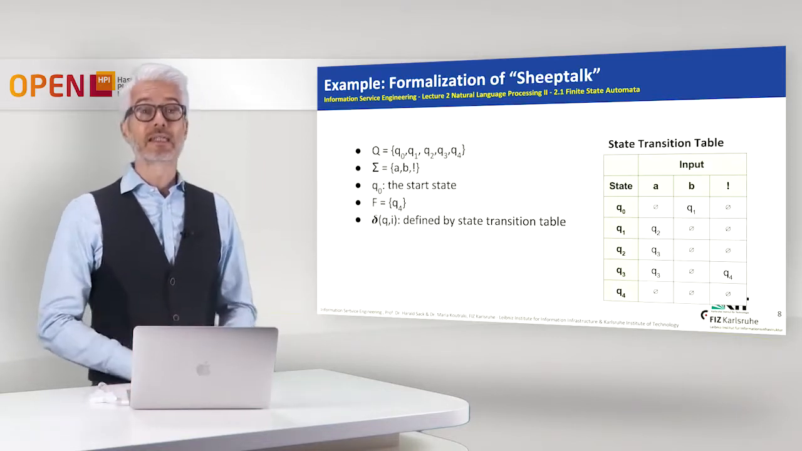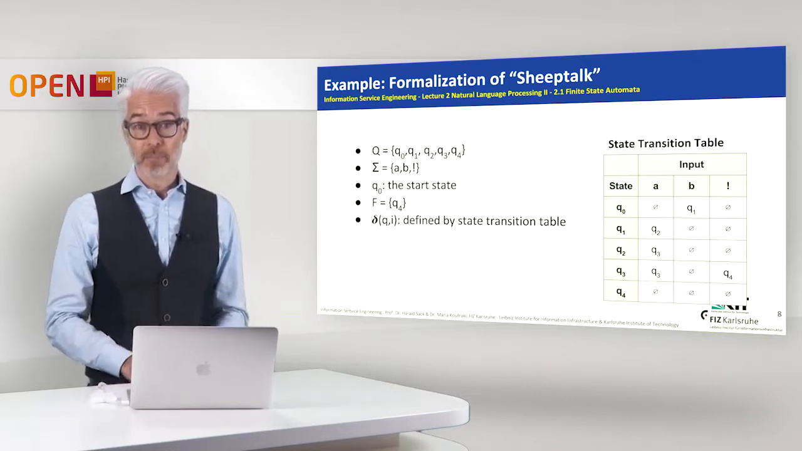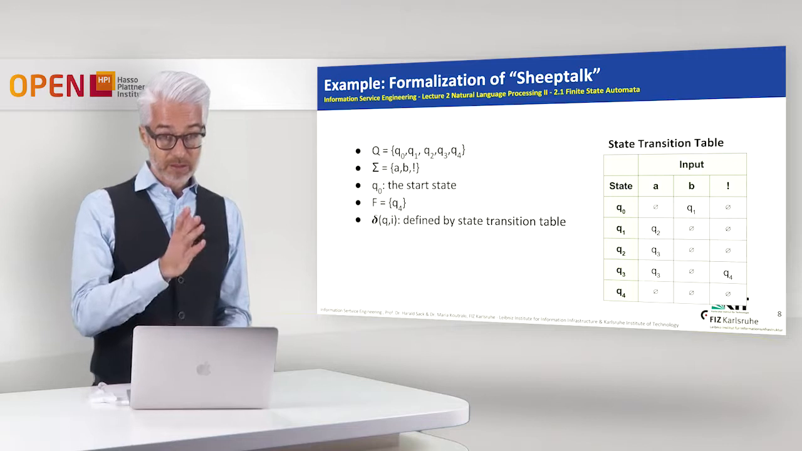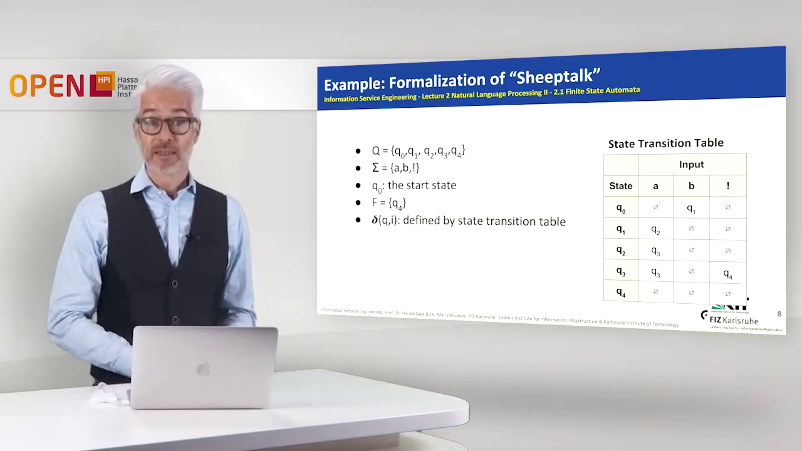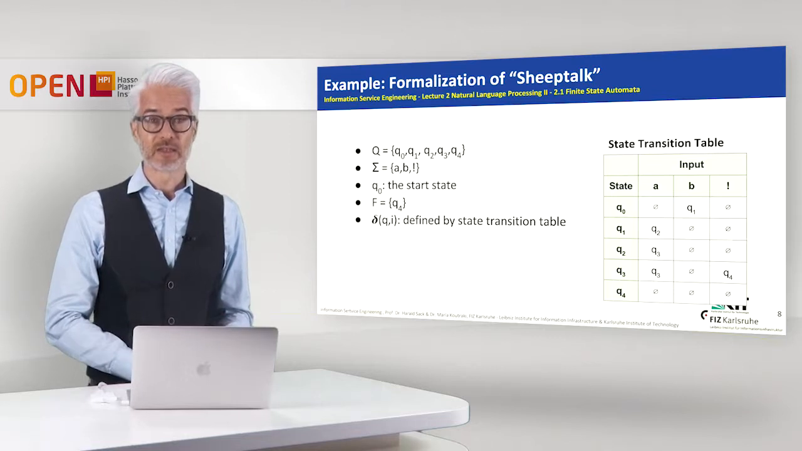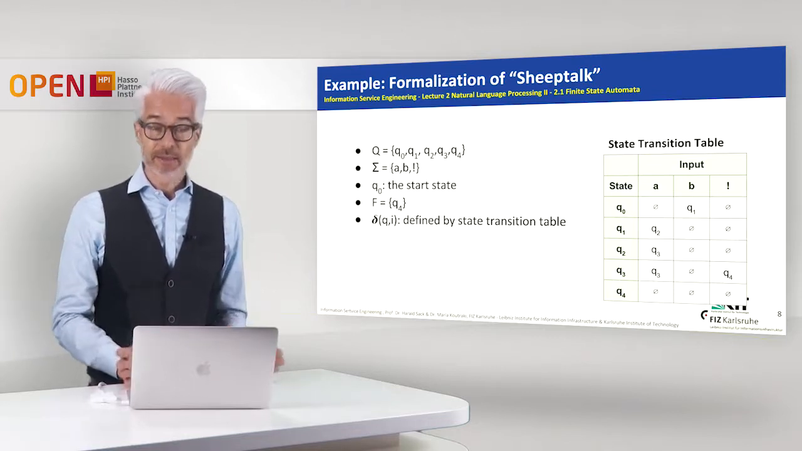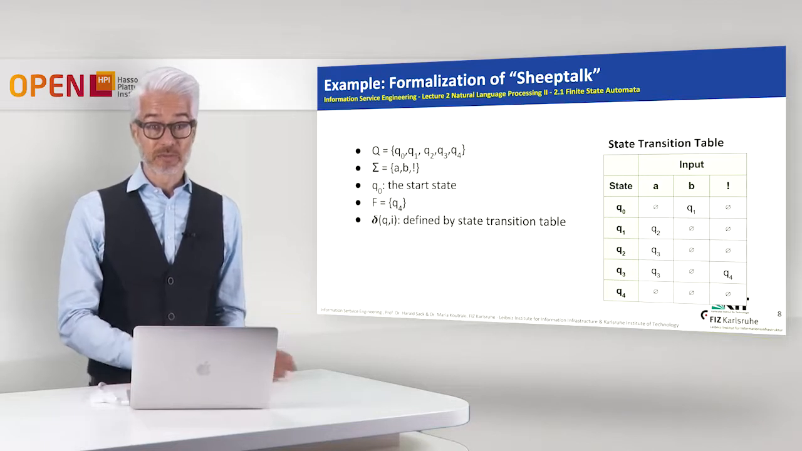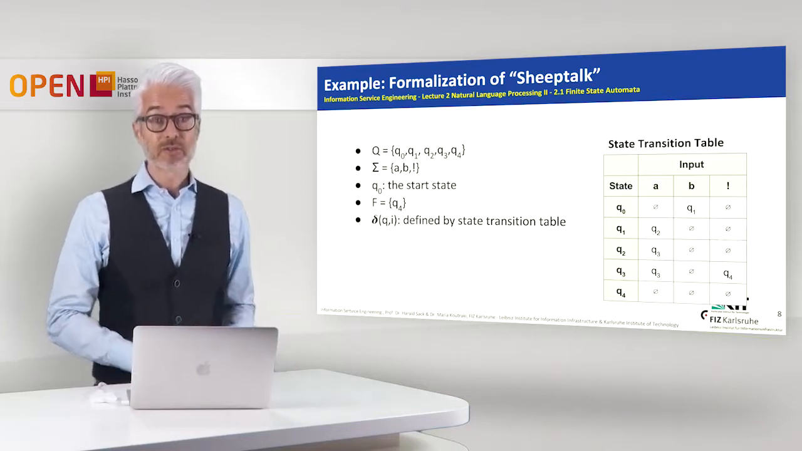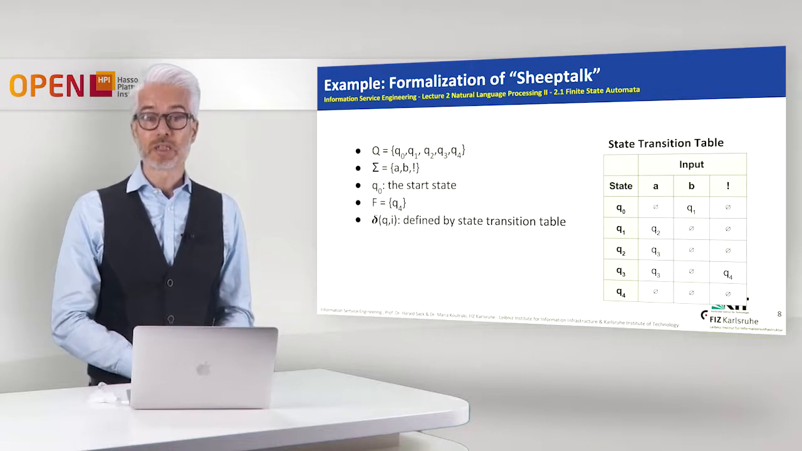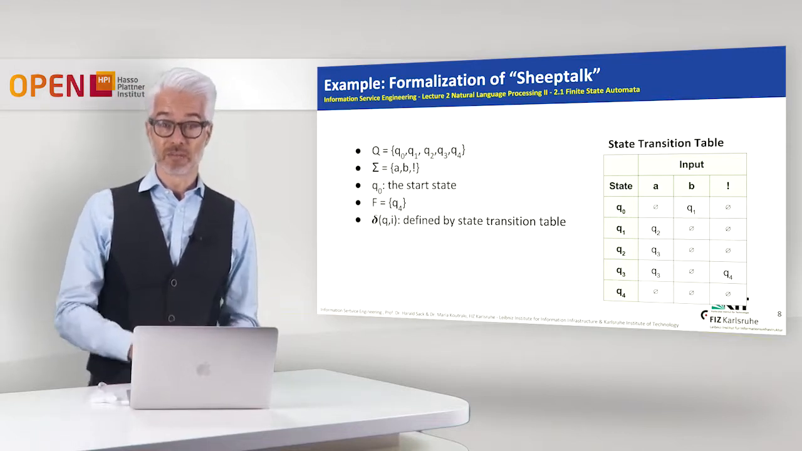Okay, let's have a look at our example. You remember this BAA exclamation mark, which is something like sheep talk? Here we have the formalization of that automaton. We have a set Q consisting of five states, starting with Q sub 0 until Q sub 4. Then we have the input alphabet consisting of A, B and an exclamation mark. We have a designated start state, Q 0, and a set of final or accepting states, which is Q sub 4. And then we have the transition function, which is simply defined by the state transition table you see over here. It defines what the subsequent state is if a specific symbol is encountered in a specific state.